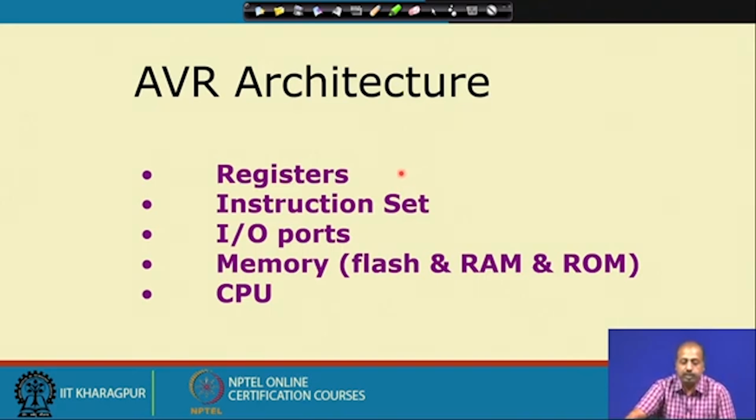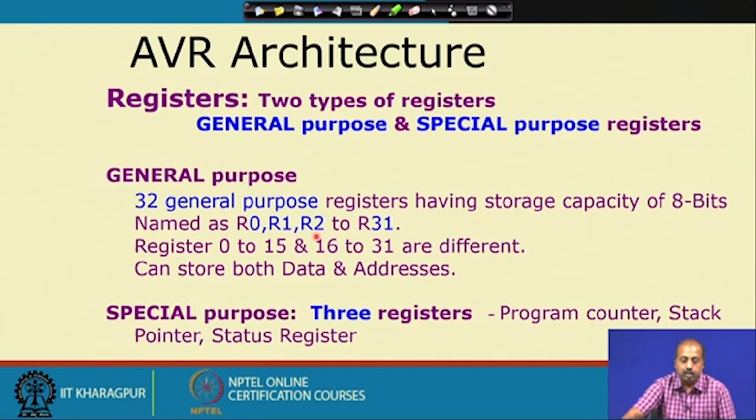So, we will be looking into this AVR architecture, particularly we will look into the registers, the instruction set, IO ports, memory and the CPU structure. So, registers: there are two types of registers, one category is called general purpose, the other is called special purpose. There are 32 general purpose registers having storage capacity of 8 bits, named R0, R1 up to R31.